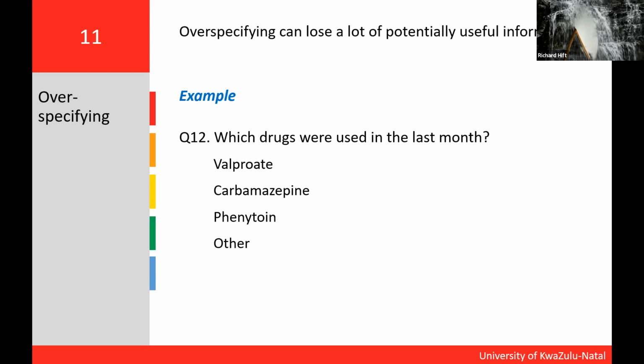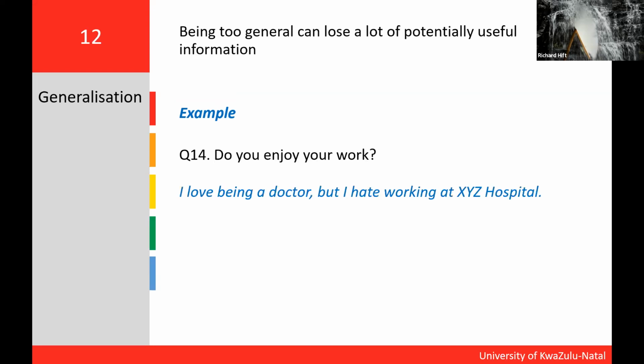Right. The other thing, of course, is ambiguity here. Is it absolutely clear whether people can tick one only or whether they can tick 2 or 3 if they're taking all of them, and so on? Right. Now, being too general can lose a lot of potentially useful information.